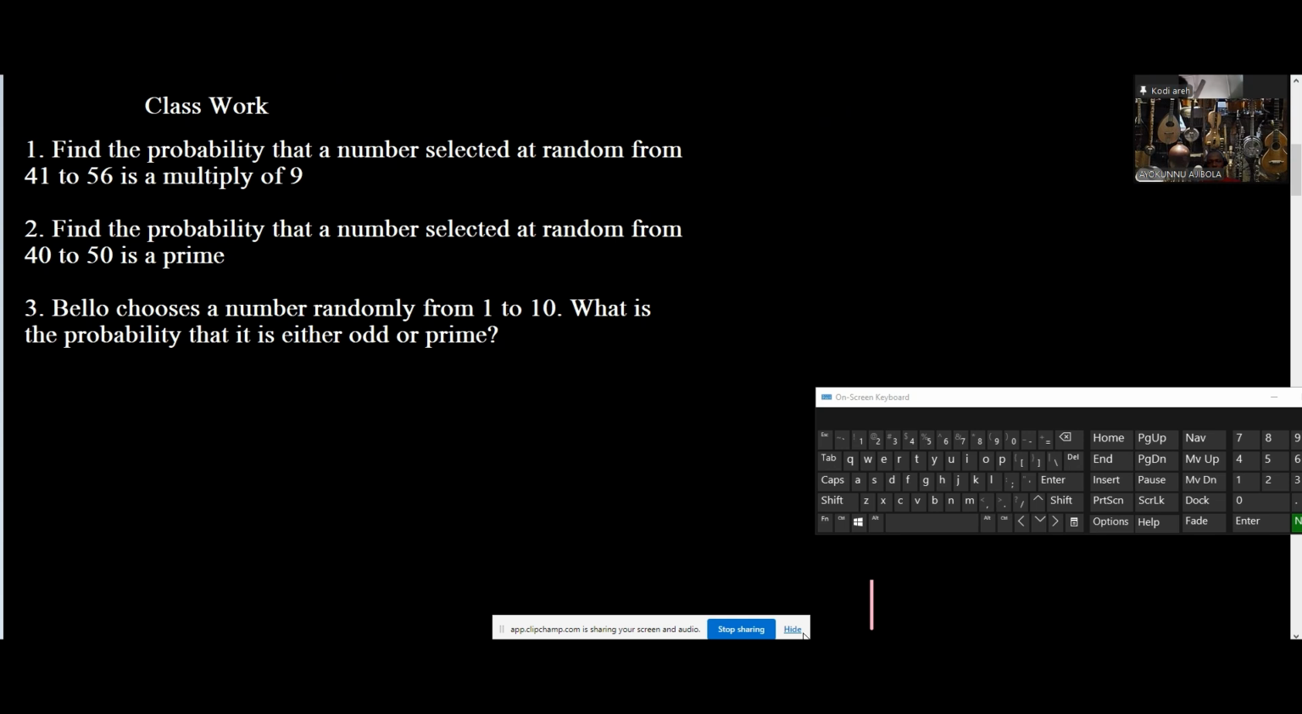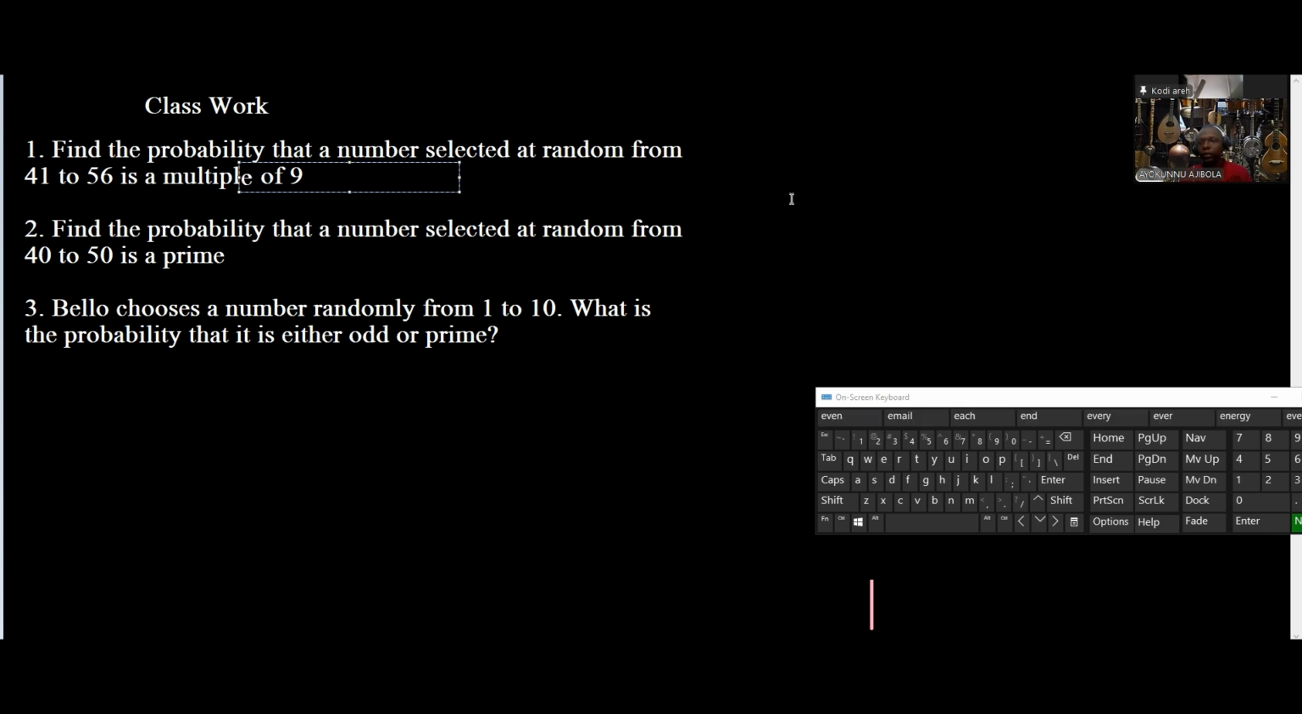First question. The question says, find the probability that a number selected at random from 41 to 56 is a multiple of 9. Oh, this is supposed to be multiple, not multiply of 9. Let me remove that and put the correct word. It's a multiple of 9.